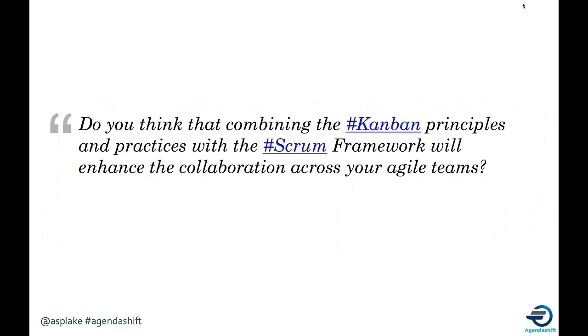So this takes me to the last slide. It's just a repeat of the original question. Do I think that combining the Kanban principles and practices with the Scrum framework will enhance the collaboration across your Agile teams? You can draw your own conclusions. You may feel so firmly identified with one camp or the other that you can't imagine that the other one could provide any benefit. I'm not one of those people. I do believe that the two can work well. I do believe that Scrum teams can benefit from using Kanban.